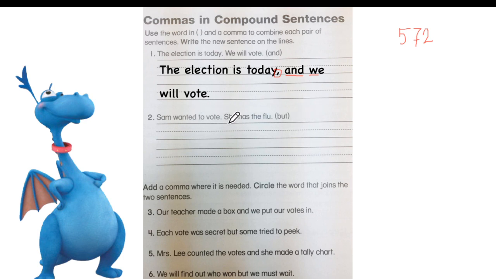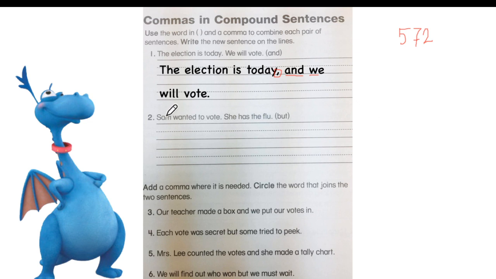Okay, before we start number 2, let's repeat the steps. What do we do when we join the two sentences with the conjunction word but? First step, change the period into a comma. Step number 2, add the conjunction word. And last step, change the capital letter into the small letter.